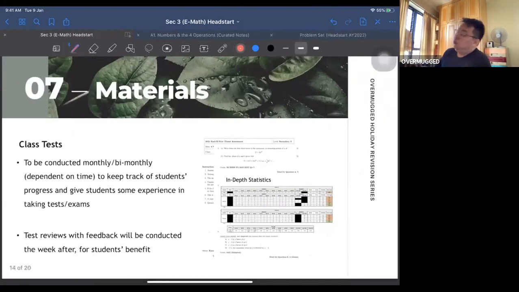Now, class test is something that I set for students on a bi-monthly to monthly basis, depending on your level. And the reason for class test is to get you ready for the exams. I will go through and give you statistics, an examiner report, everything that you need for your revision for this class test as well.